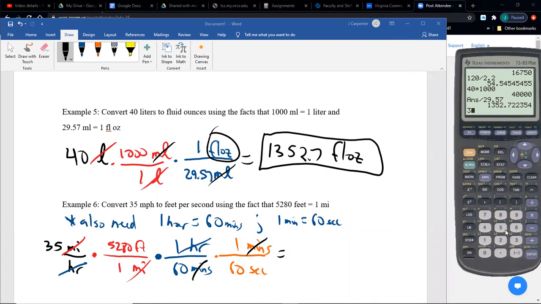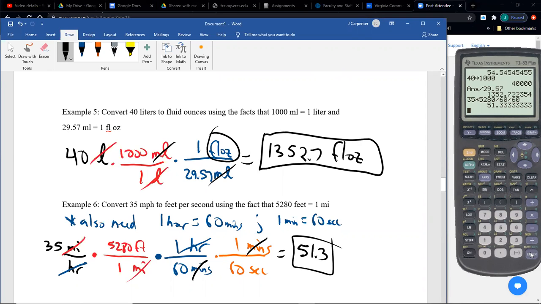Starting with our 35 from the miles per hour times the 5280, divided by the 60, divided by the 60. And then there was 1. And we end up with 51.3 when we round to the nearest tenth. So 51.3, and if you box this up, you know it's wrong. Why is it wrong? Because you didn't write your units.